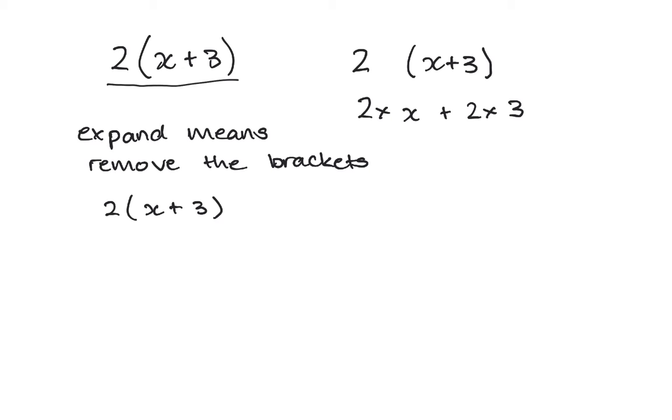So 2 brackets x plus 3, we draw in, I call them rainbows or lines with arrows. 2x and then 2 times the positive 3. So everything inside the bracket gets multiplied by the number in front. 2x plus 6.